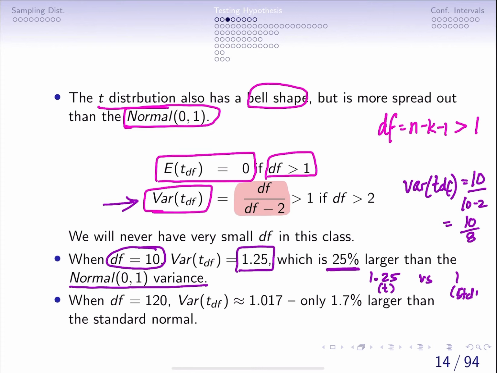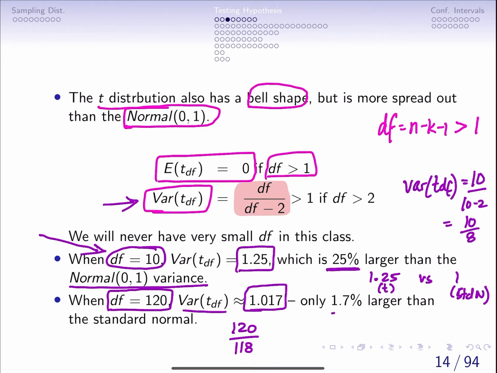So standard normal case. But let's say you were taking a bigger sample, like hopefully you don't have such a small sample with just 10 degrees of freedom, you have many, many more hundreds or maybe millions of observations. If degrees of freedom is just 120, notice what happens to the variance of the t statistic. So the variance of the t statistic is just then 120 divided by 118, and this is equal to 1.017, okay, which is only 1.7% larger than the standard normal.